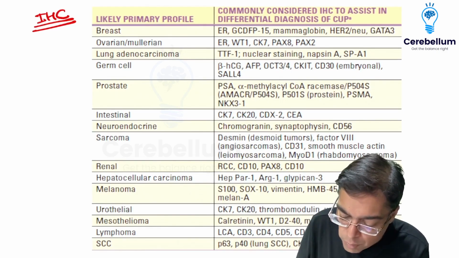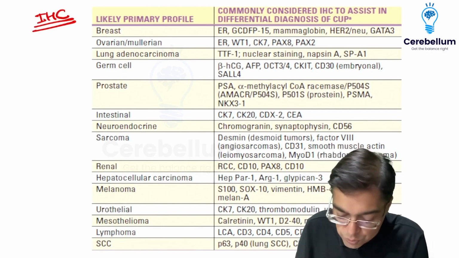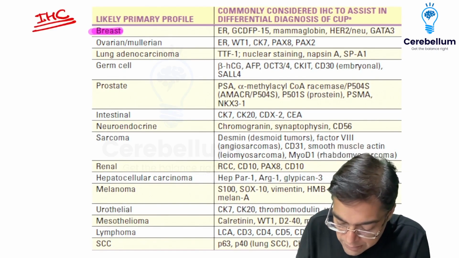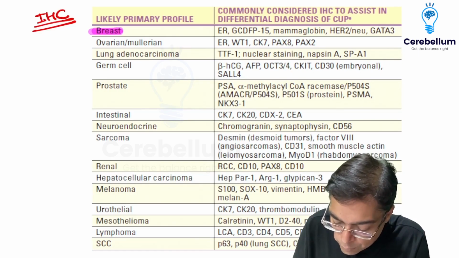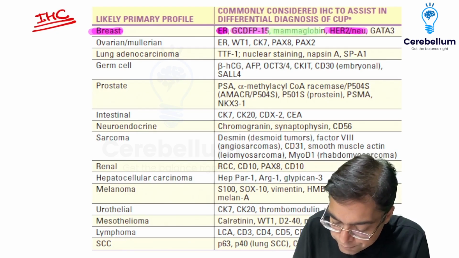And these are more important with respect to the questions that are likely to be asked in an exam with respect to a tertiary care institute. So when you're talking about something like breast cancer, it is going to be detected with the help of either ER, estrogen receptor, gross cystic disease fibrous protein, HER2/neu, which was always known to us, and mammaglobin.